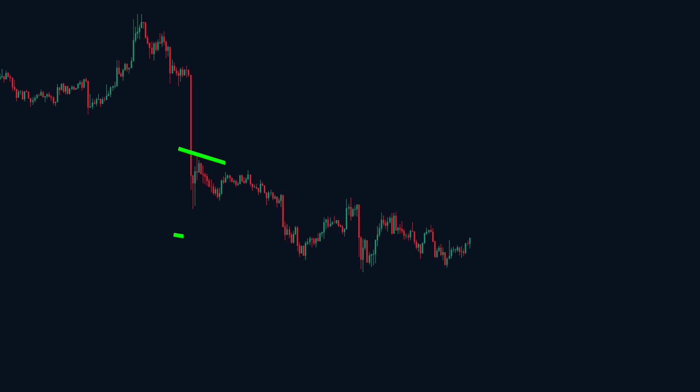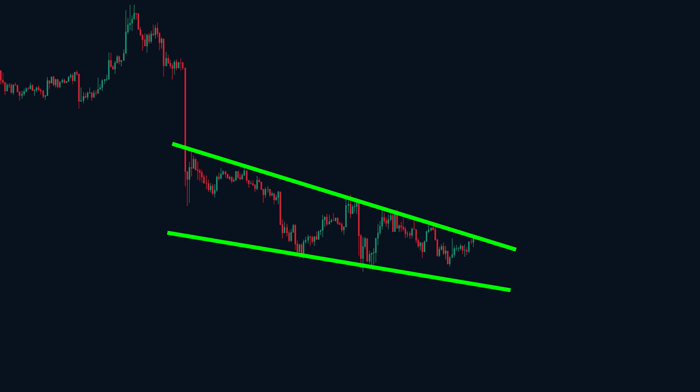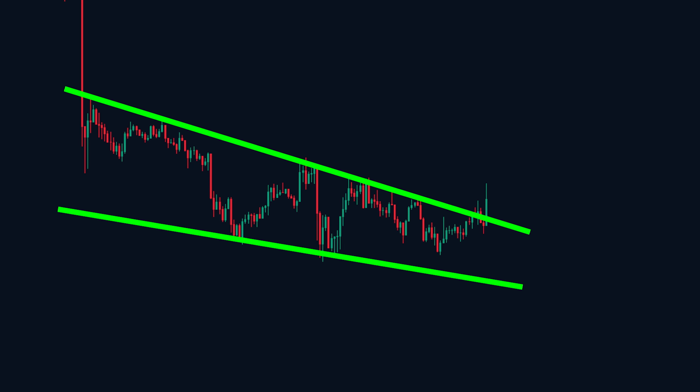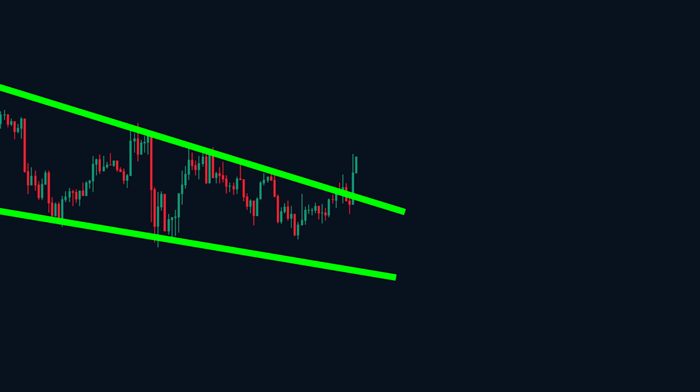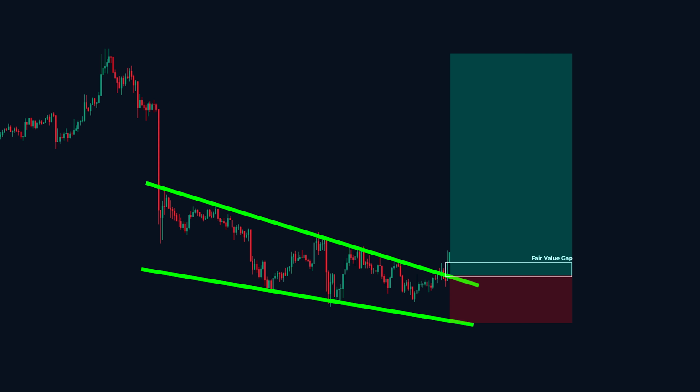Now here, price is moving down while forming lower highs and lower lows inside a tightening range, creating a falling wedge pattern and signaling that the downtrend is weakening. Eventually, price breaks to the upside, showing that buyers are starting to take control. Your entry comes on the retest, stop below structure, and your target is either the origin of the wedge or at least 3 times your risk.